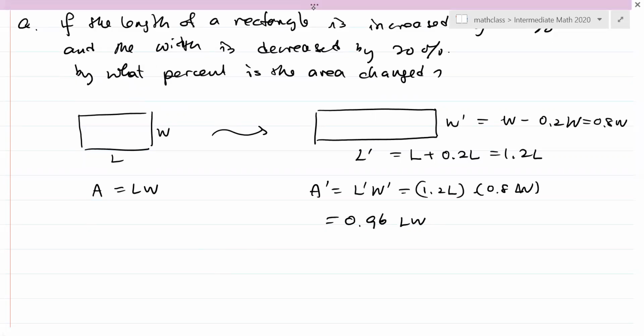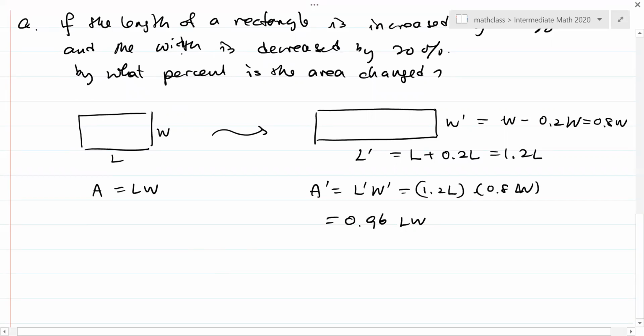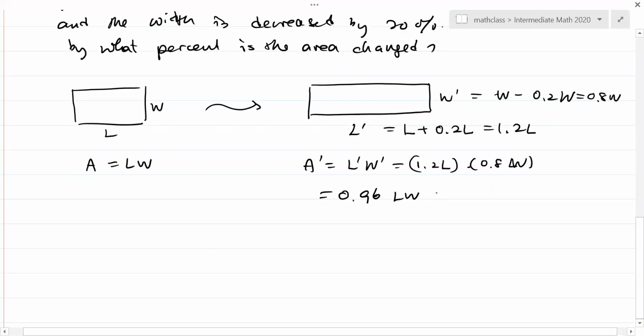So what does that mean? We don't know the exact value of the length. We don't know the exact value of the original width, but it doesn't matter. L times W is going to be the original area. So the new area is going to be 0.96 of the original area, right? So that means it's smaller than the original.